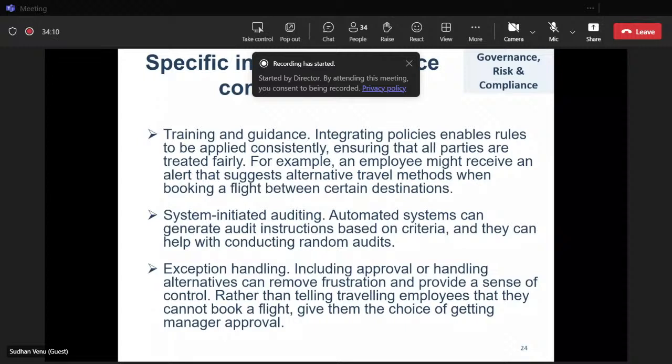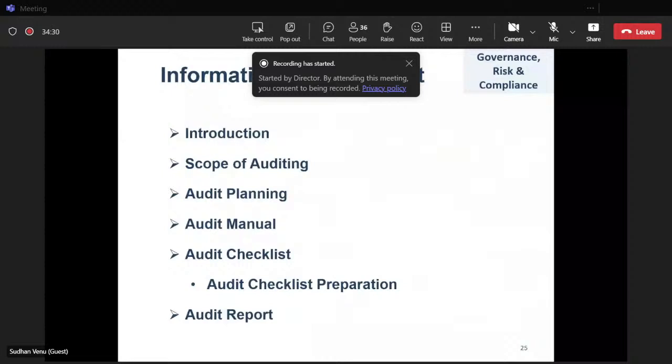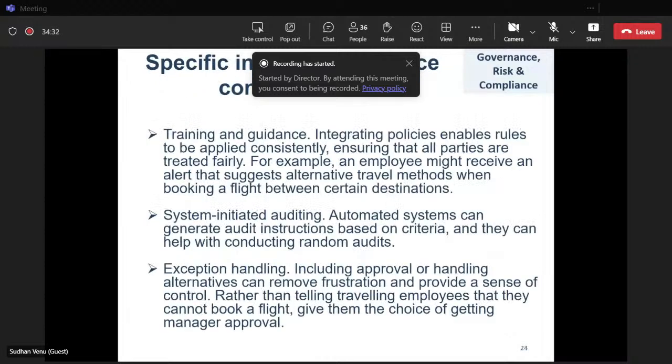The third one is exception handling. Exception handling, which includes approvals and handling alternatives, can remove frustration and provide a sense of control. Rather than telling the traveling employee that they cannot book a flight, you give them the choice of getting a manager's approval. So these are the things done in exception handling. That's all about the design for the internal complaints report.